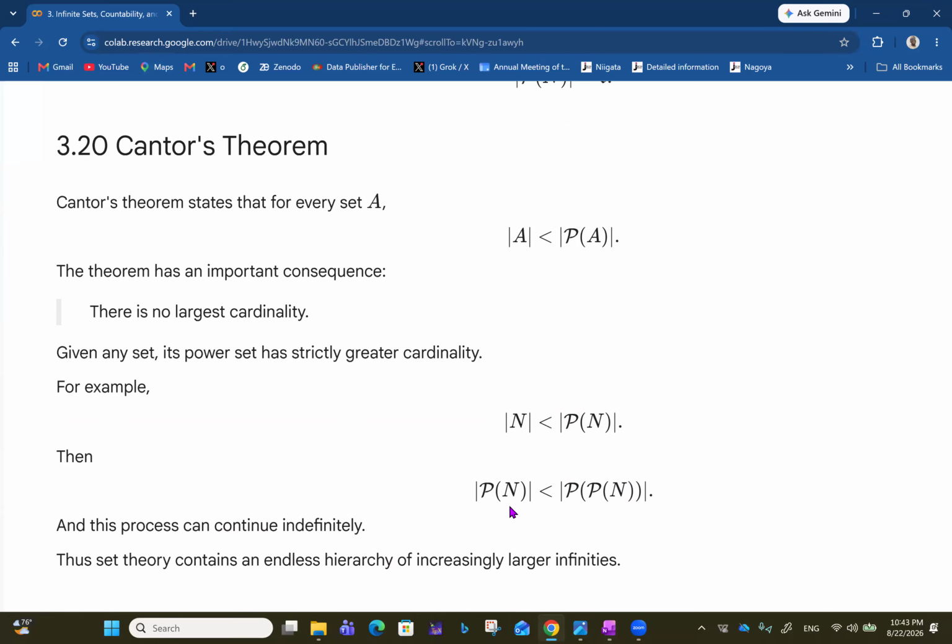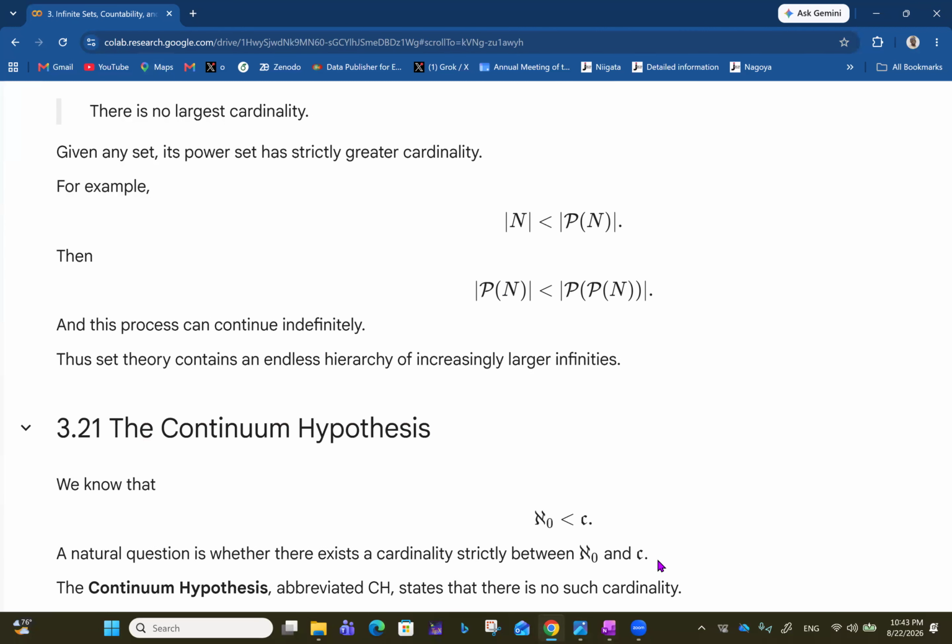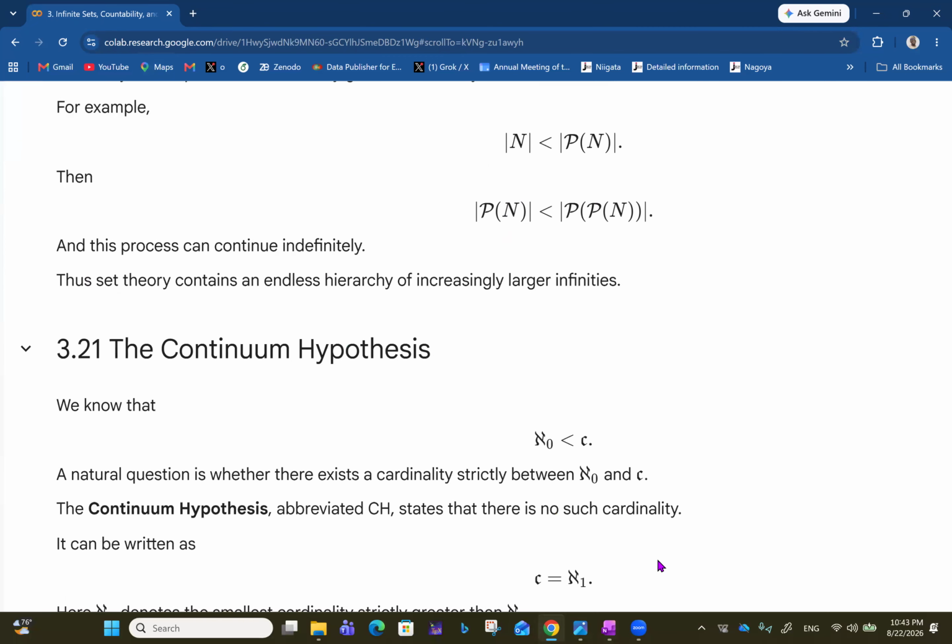Then the cardinality of the power set of N is less than the cardinality of the power set of the power set of N. And this process can continue indefinitely. Thus, set theory contains an endless hierarchy of increasingly larger infinities. And that talks about the idea of Cantor's theorem.